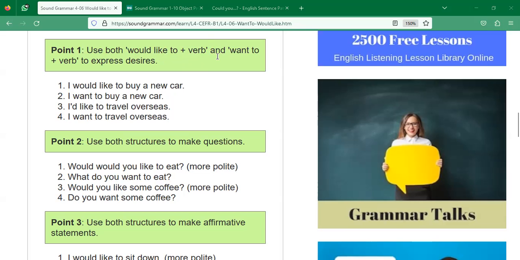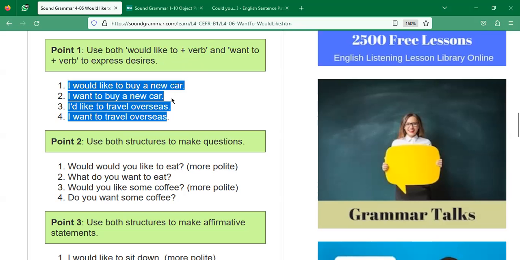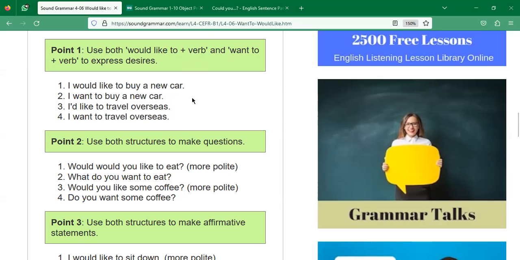So Gabby, can you help me reading this, please? The 4 sentences. I would like to buy a new car. I want to buy a new car. I'd like to travel overseas. I want to travel overseas. Perfect. So as you can see, the same information, but we only change this: would like.